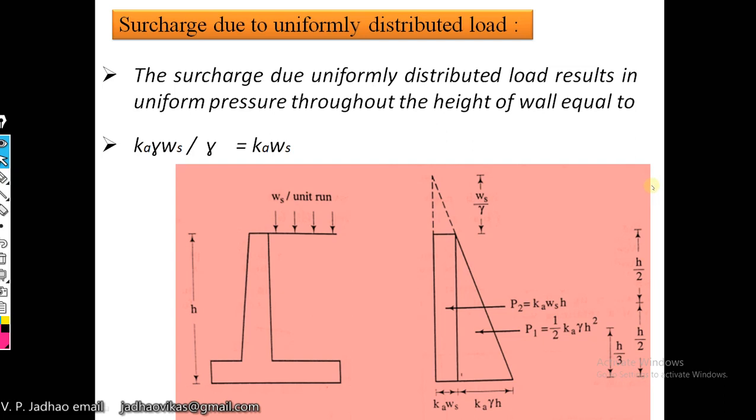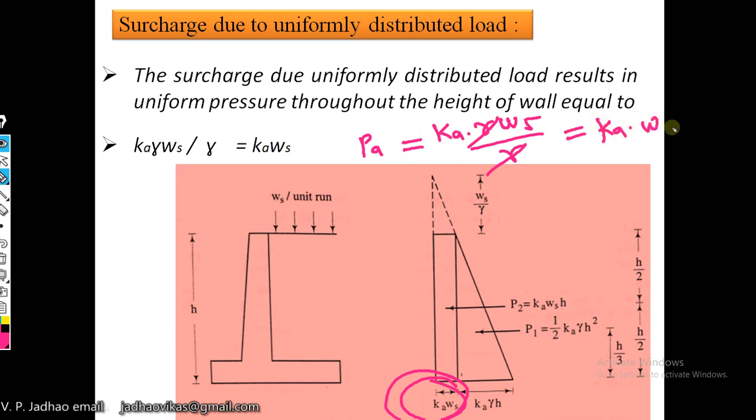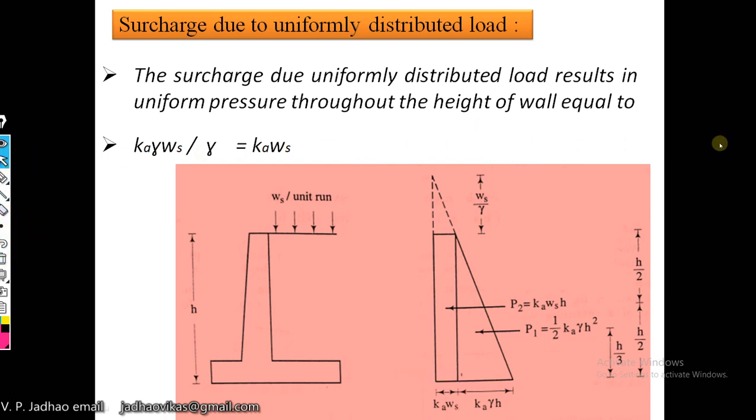The same phenomenon is explained here. How is this Ka Ws obtained? We have the active earth pressure equal to Ka into gamma into Ws divided by gamma. So this gamma gets cancelled, and we get this intensity here equal to Ka into Ws, where Ws is the intensity of surcharge loading. I think this surcharge portion is already covered in your geotechnical engineering also.